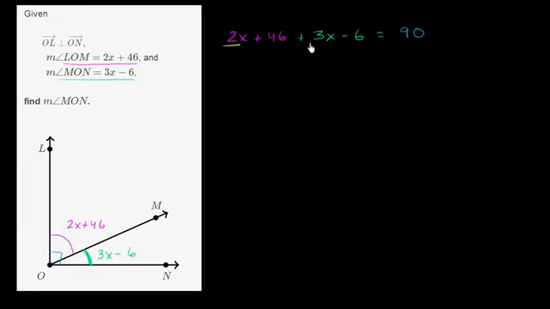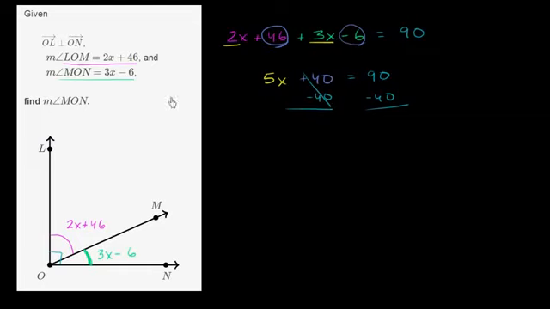We have 2x's, we have another 3x's, so you add those two, you're going to get 5x's. And then you have 46, and you're going to subtract 6, so it's going to be plus 40 is equal to 90. Subtract 40 from both sides. On the left-hand side, you're just left with a 5x. And on the right-hand side, you are left with a 50. Now just divide both sides by 5. And we are left with x is equal to 10.